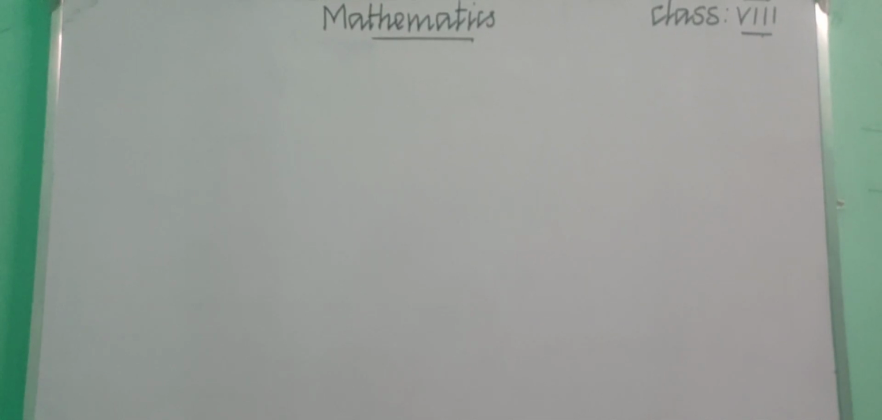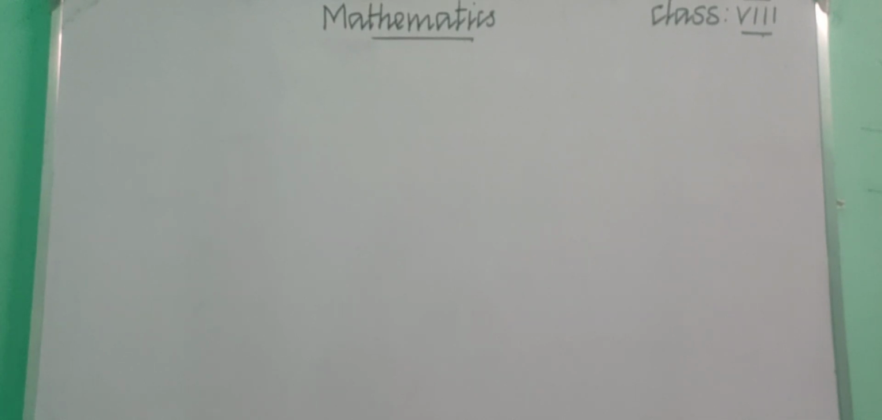So can we recall what we have learnt in the previous class? We have learnt about the properties of rational numbers, right? So what are all the properties we have learned in the previous class? Closure property, commutative property, associative property and distributive property, right?